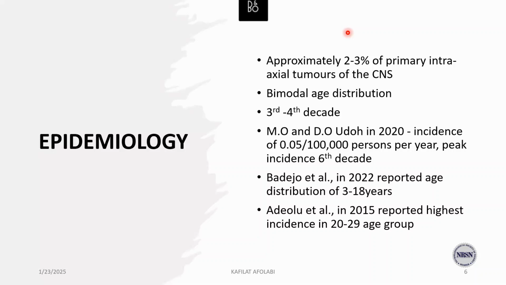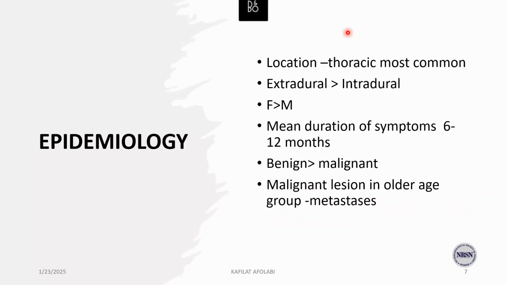Badejo et al. as well reported in a pediatric population an age range between 3 to 18 years, and its peak incidence was in 15 to 18 years. Similarly, Hadeolu et al. in 2015 reported highest incidence of spinal cord tumors in the 20 to 29 age group.